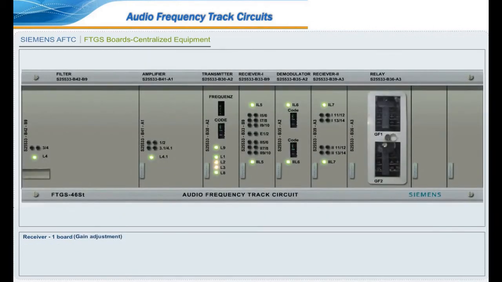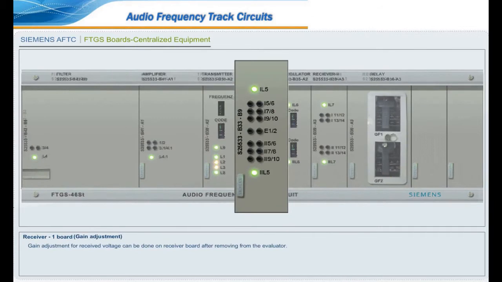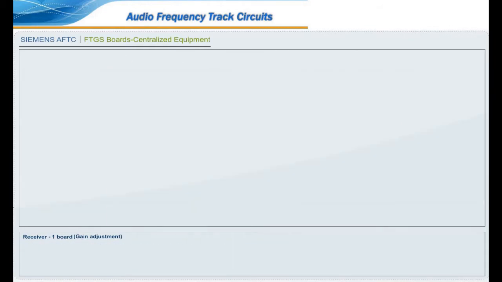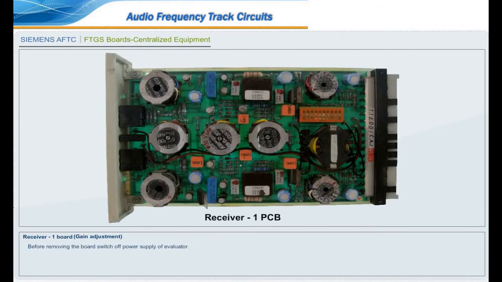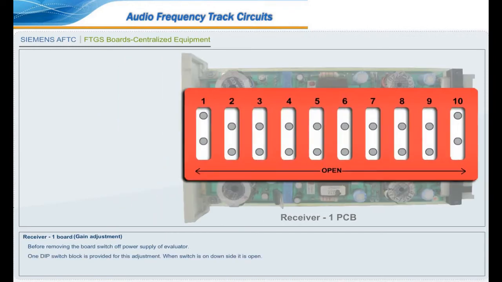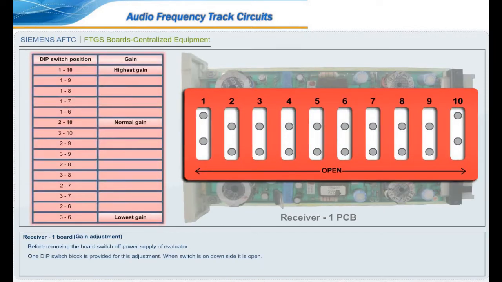Gain adjustment. Gain adjustment for received voltage can be done on receiver board after removing from the evaluator. Before removing the board, switch off power supply of evaluator. One dip switch block is provided for this adjustment. When switch is on downside, it is open. Gain adjustment shall be done as per table given.